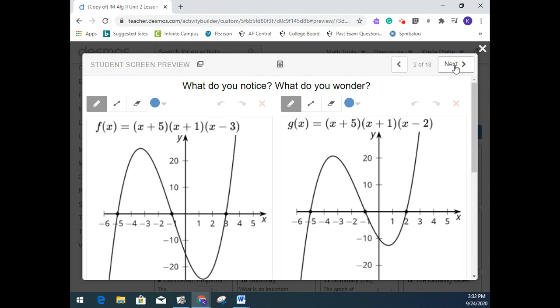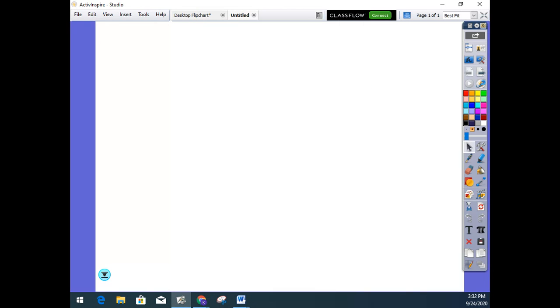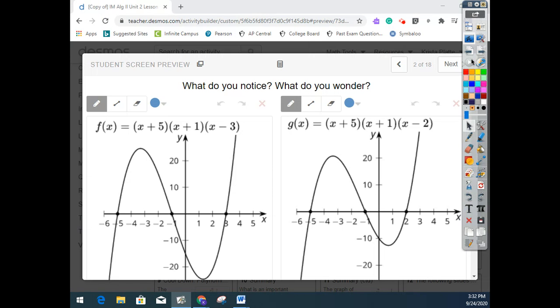let me get my active board going. So first of all, what do you notice about the zeros or the factors up here and the x-intercepts here? Factors in the equation and the x-intercepts.